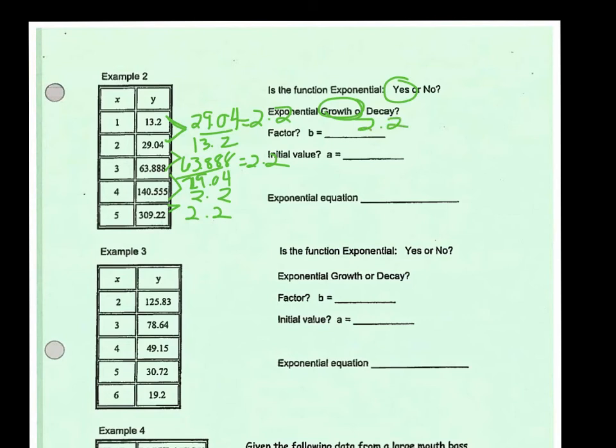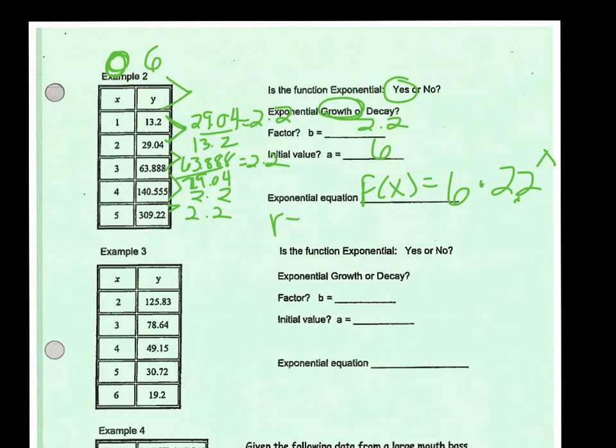The initial value I don't know. I don't see it in the table. So what I have to do is divide backwards. To get to 0, I have to go backwards by 2.2. So if I divide by 2.2, I get 6. So my initial value is 6. So my equation is f of x equals 6, how much I started with, times 2.2 to the x.